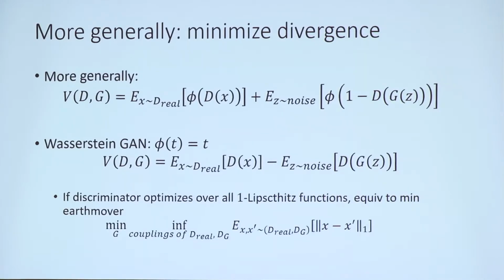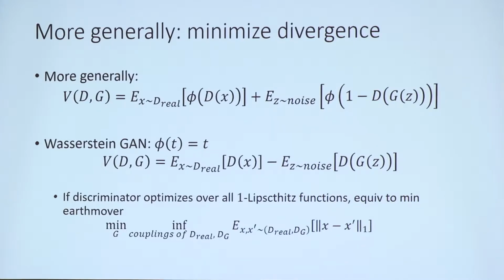So finding a distribution which is close to the true distribution under the earth mover distance. Of course, in practice, we're never going to have a discriminator that is as powerful as all possible one-Lipschitz functions for many reasons. First, it's hard to optimize over all possible such functions.